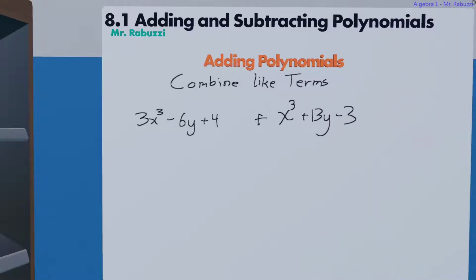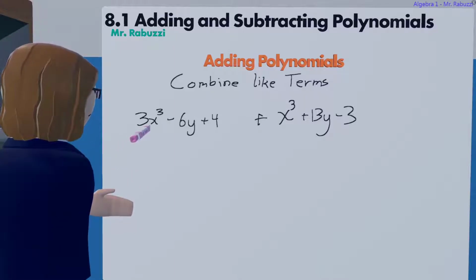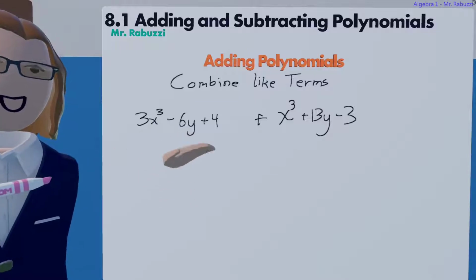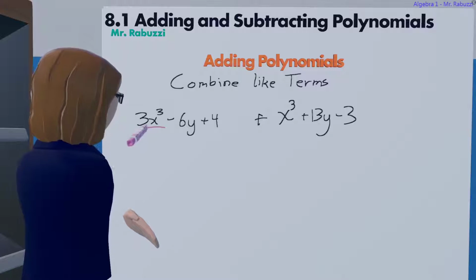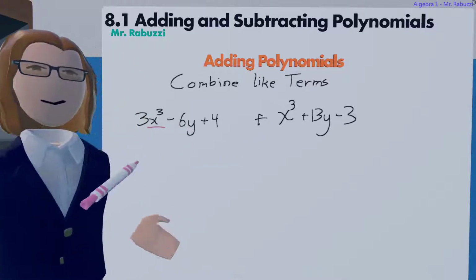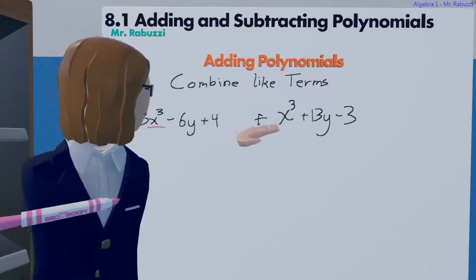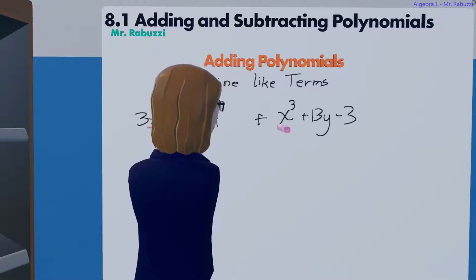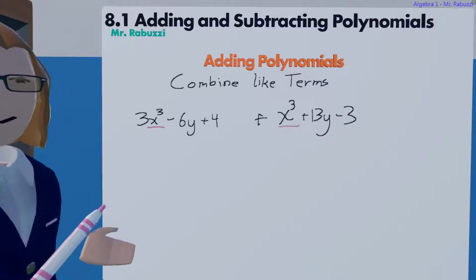Okay, so we have our two polynomials. And what I want to do first is I'm going to go look for the like terms. So I'm going to look at my first polynomial and say, oh, I'm looking at the variables and the exponents. This one has an x cubed. Okay, I want to look at my whole problem. Do I have another thing that says x cubed? Yes. So underline that too. And we're going to combine those. So we're going to add those.